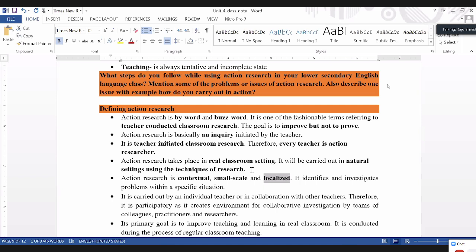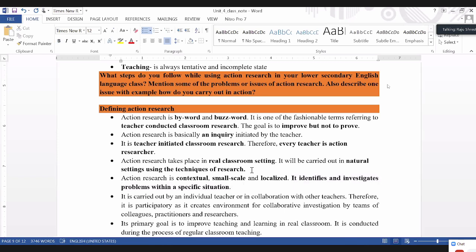Action research is done to solve small, small problems. So it is a small scale intervention, not an investigation. Small scale investigation, small scale intervention to solve the immediate classroom problems. So it is localized, it differs from one location to another location. It identifies and investigates problems within a specific situation. So this is what action research is.